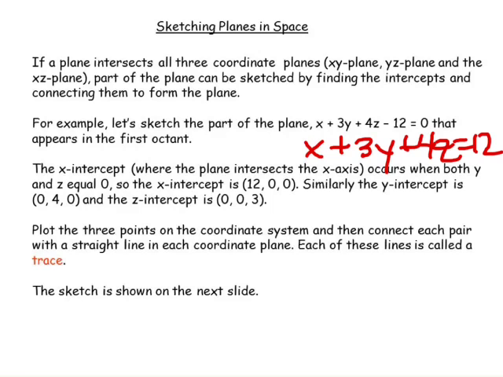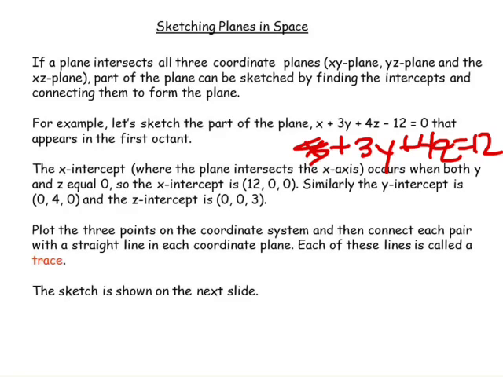And then we can look at intercepts. So what happens when both y and z are 0? Then we're looking at where we are on the x-axis. So if we put a 0 in for y and a 0 in for z, then x is 12. So 12, 0, 0 is one point that lies in our plane. Then if we say, okay, x is 0 and z is 0, then 3y equals 12, so y is 4. So the point 0, 4, 0 lies on our plane.